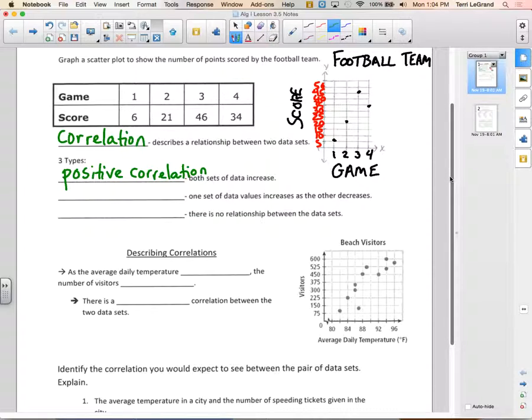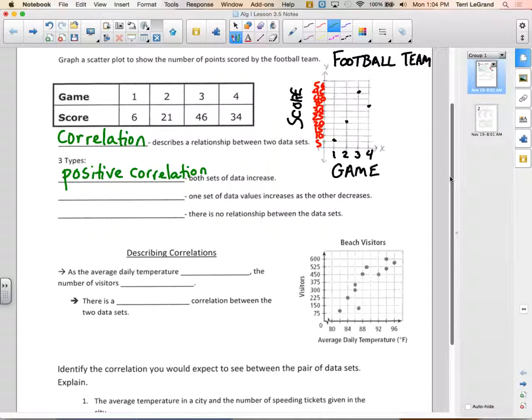Well, both sets of data, all points increase. So the points are rising, aren't they, from left to right? As you move from left to right across the graph, they're rising. But what's really happening? As the game numbers increase, the scores increase also.